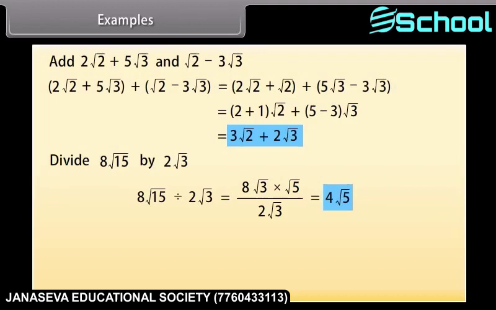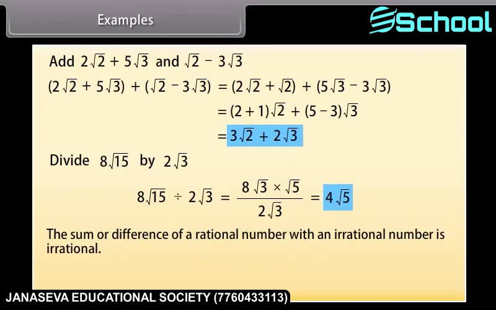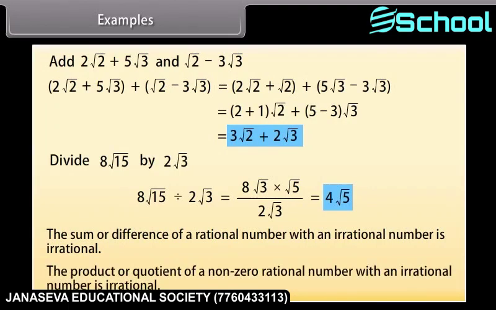So from these examples, we can conclude that the sum or difference of a rational number with an irrational number is irrational. And the product or quotient of a non-zero rational number with an irrational number is irrational.